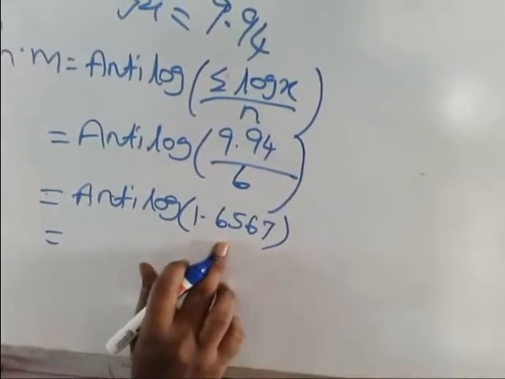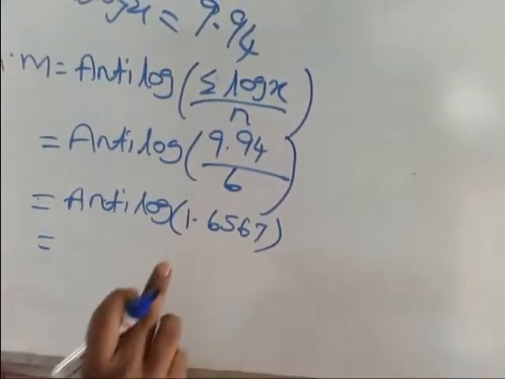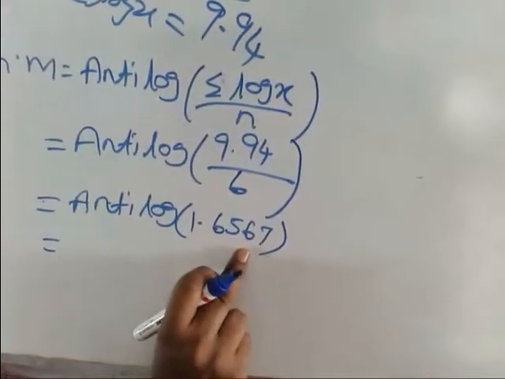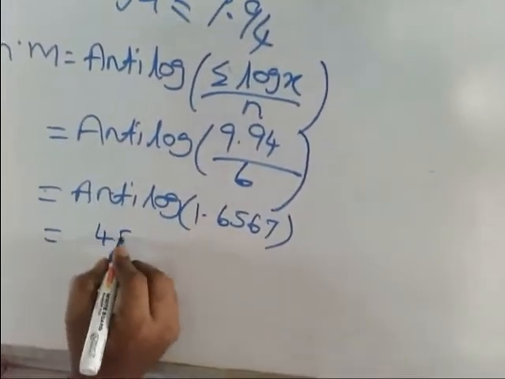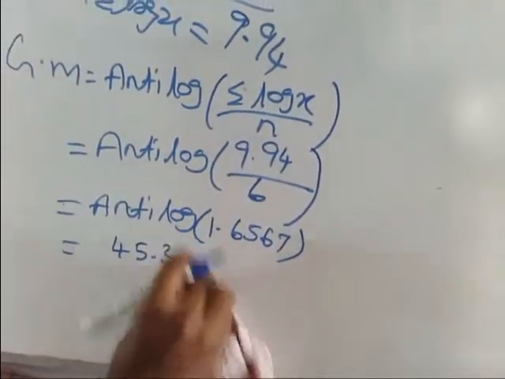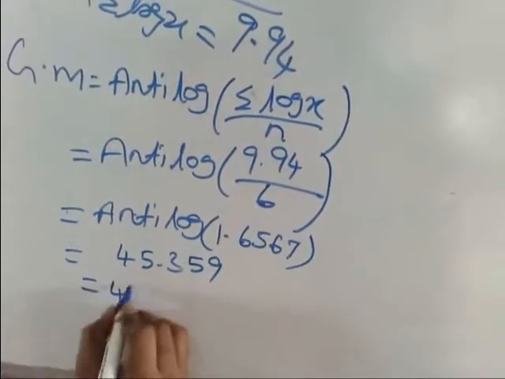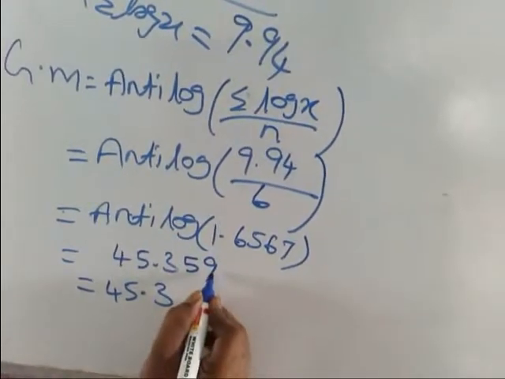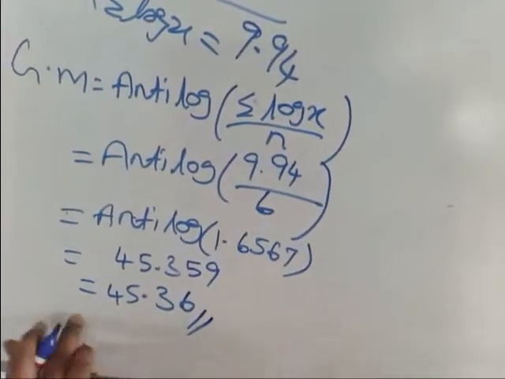For antilog, you know that you press shift then log button first. After that you type these values. Press shift log, type this, and press equal, and we get 45.35359. So you write 359, so this is nothing but 45.3. You add here 1, 36. So this is our GM.